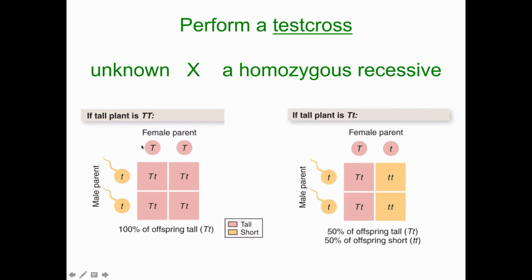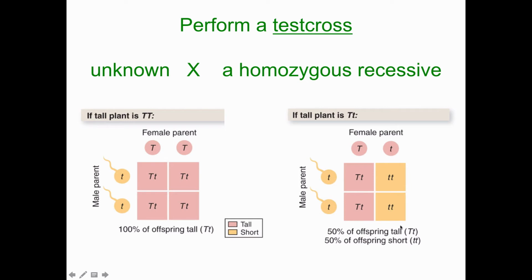So you notice that all of our offspring in this case would be tall. They'd all be heterozygous, but they'd all be tall. Versus if the female was big T, little t, half of the offspring would be tall and half of them would be short. So that's how you would have to go about doing this.